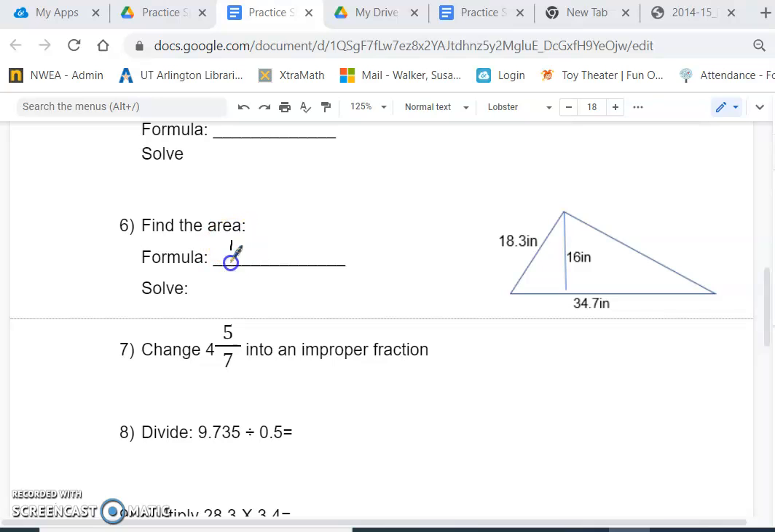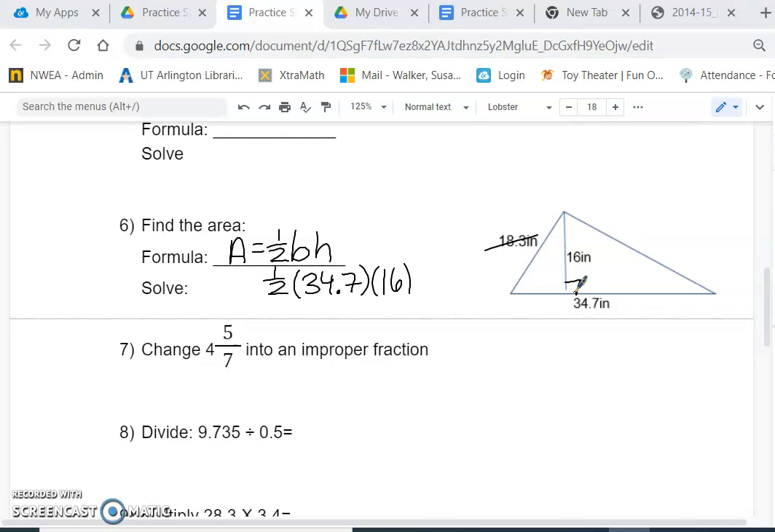I would do this. A equals half BH. I meant to put substitute here. I did. I think it just got deleted. Half base 34.7. Oops. Don't put that. And the height is 16, not that. Okay? Because of the right angle.